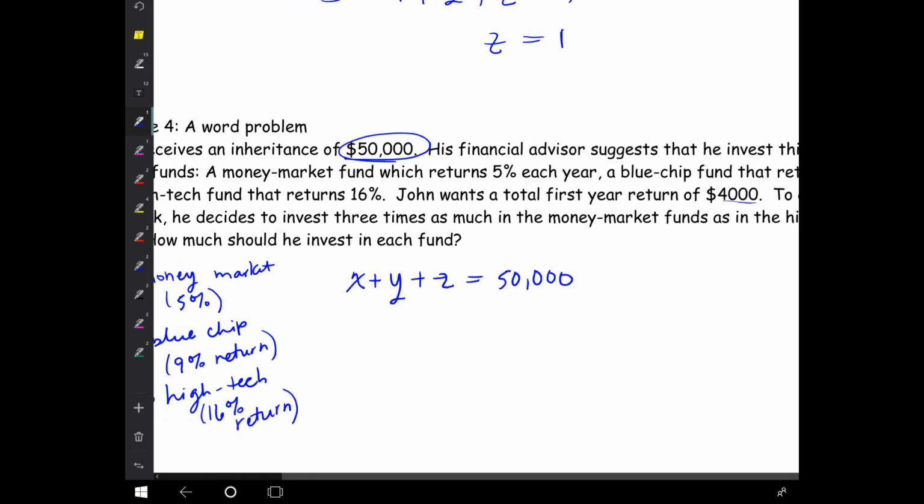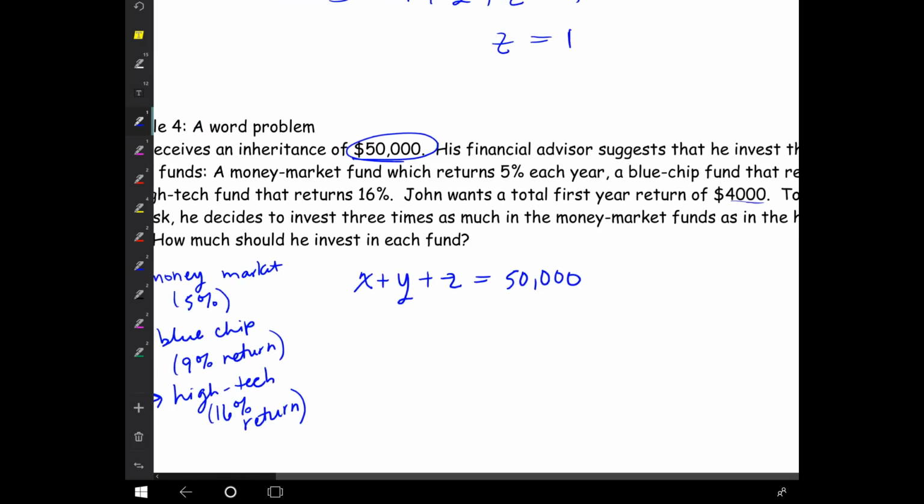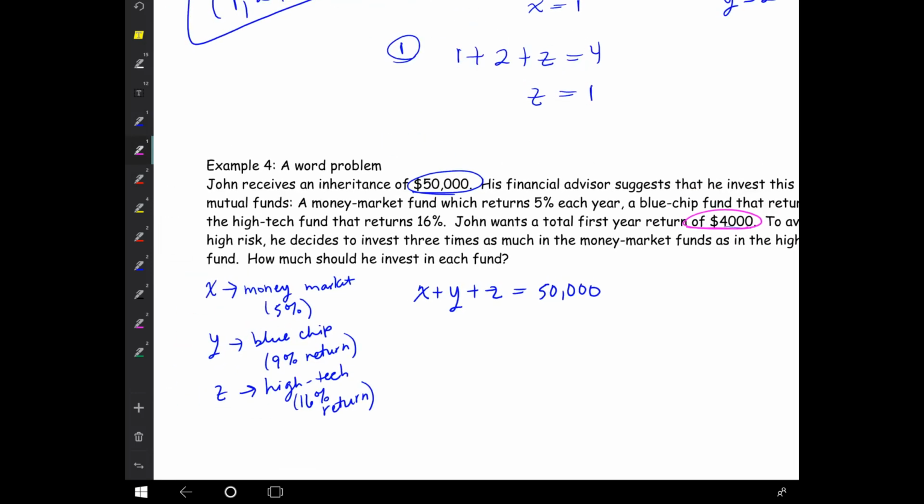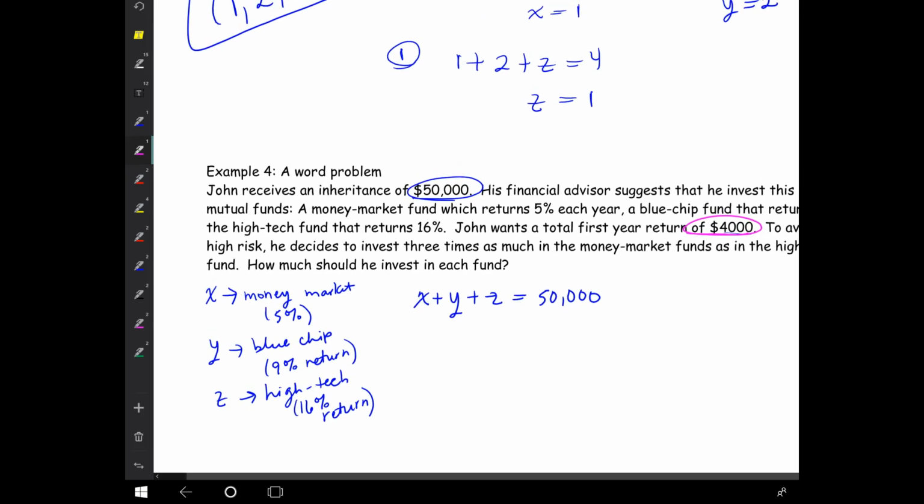Now the next part that talks about money, it says that he wants a total first year return of $4,000. So how am I going to use my variables to represent that? Nice. 0.05x plus 0.09y plus 0.16z will tell you how much money you've returned in each investment, the total value of the money. And he wants the value of that return to equal $4,000.